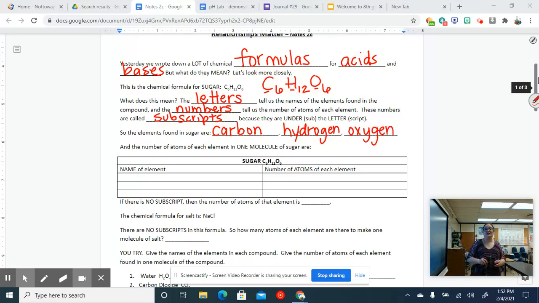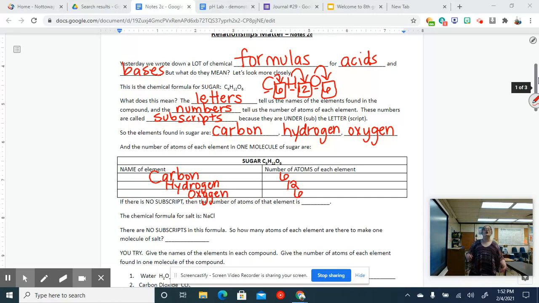So now I want you to look at the number of atoms of each element in one molecule of sugar. So we know the names of the elements are carbon, hydrogen, and oxygen. So now to know the number of atoms of each element in one molecule of sugar, we have to look at the subscripts. So C is 6, H is 12, and O is 6.